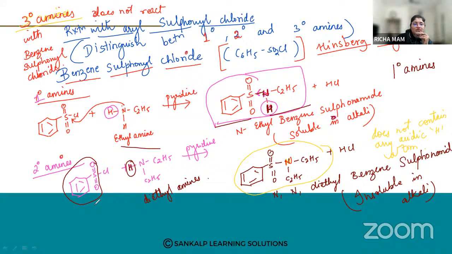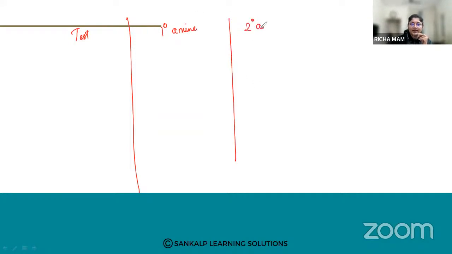So this was the reaction forms. If you want, you can write like this also: primary amine, secondary amine, and tertiary amine. So what is the test? The test is the reaction with benzene sulfonyl chloride.